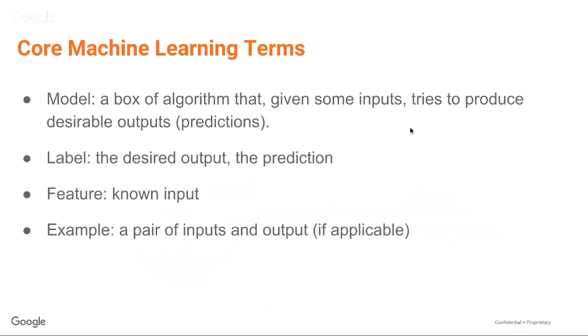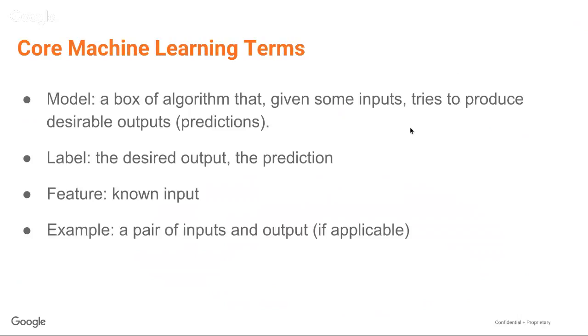Now, a few core machine learning terms that I would like you to remember. Model: a model is a box of algorithm that, given some inputs, tries to produce desirable outputs, like a prediction. Consider a system which tells you whether the fruit you see is an apple or not an apple. That algorithm which allows the system to tell is basically a model. Label: the desired output or the prediction. Label is the name given to whatever output you are getting. For example, in the first slide we saw that the name of the fruit is a label.